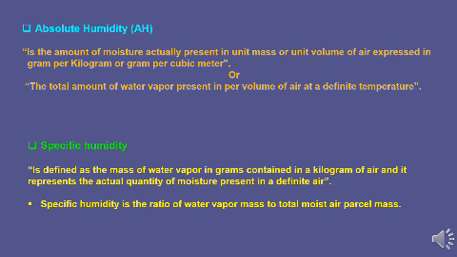Third type of humidity is specific humidity, which is defined as the mass of water vapor in grams contained in a kilogram of air, and it represents the actual quantity of moisture present in a definite air. Specific humidity is the ratio of water vapor mass to total moist air mass.